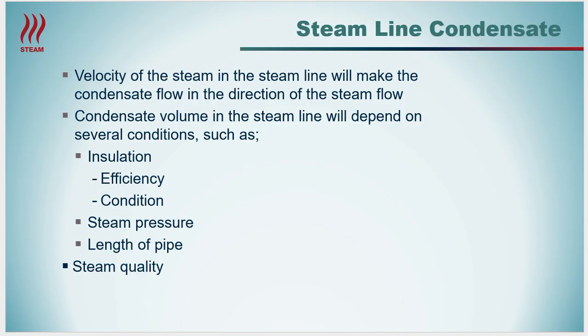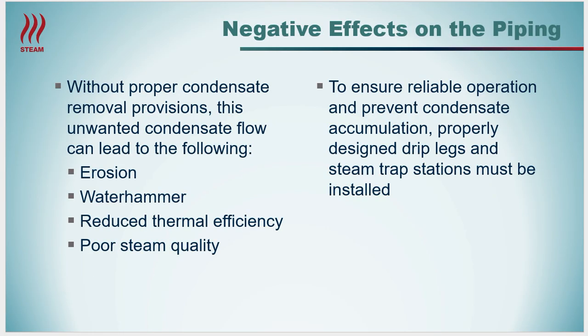Condensate volume in the steam line will depend on several conditions: insulation efficiency and condition, of course, steam pressure, length of pipe, and steam quality. The negative effects on the piping without proper condensate removal provisions: this unwanted condensate flow can lead to the following: erosion, water hammer, reduced thermal efficiency, poor steam quality. To ensure reliable operation and prevent condensate accumulation, properly designed drip legs and steam trap stations must be installed.